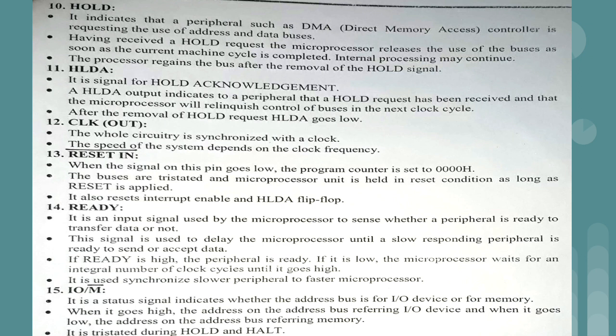So whether we want to work with the input output devices or the memory depends totally on IO/M. Whenever the IO/M pin is set to high, the address on the address bus is referring to input output devices, meaning the address bus lines are connected to the input output devices. And when it goes low, normally high and low means 1 and 0, then the address on the address bus is referring to memory, meaning we are trying to fetch the data from the memory. In that situation, the IO/M will be low.